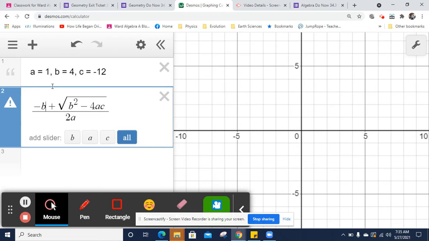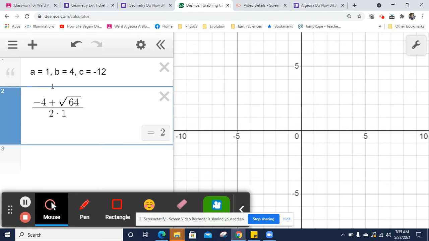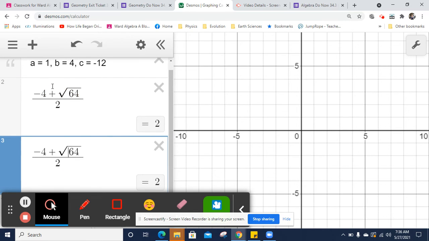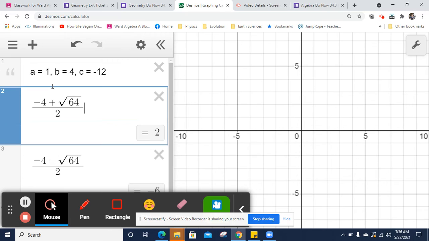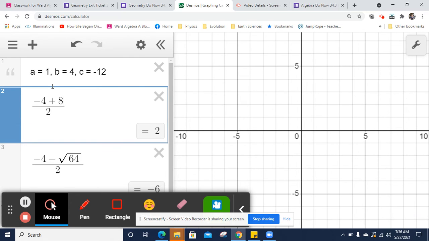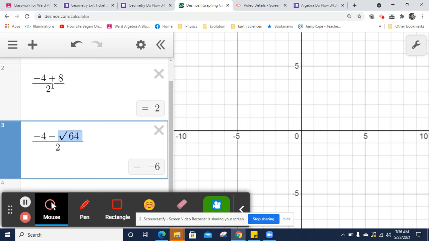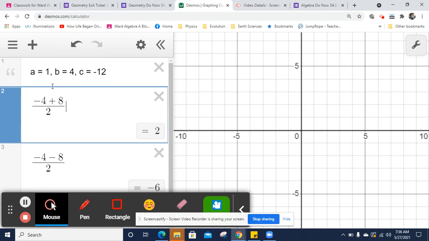All right, we're going to replace things. So we know b is 4. We know a is 1, and we already worked out that b squared minus 4ac is 64. So now I'm going to simplify things. 2 times 1 is 2, and I'm at the point where I can get the square root of 64, but I need a positive square root and a negative square root. The square root of 64 is going to be positive 8 or negative 8. And now I can just start simplifying those fractions. I didn't have any radicals that stayed behind in square root jail.